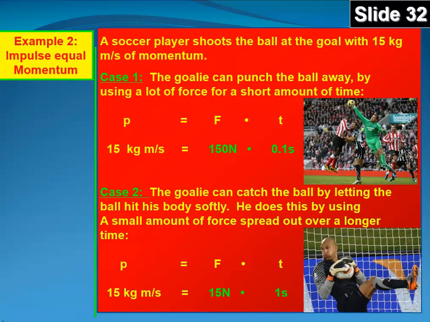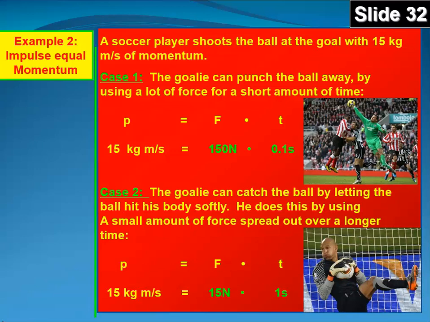Okay, so here's how you relate impulse and momentum. Let's say a soccer player shoots a soccer ball at the goal with 15 kilogram meters per second of momentum. So the ball has 15 kilogram meters per second of momentum moving toward the goal. There's two ways the goalie can stop the ball. In case number one, the goalie can punch the ball away. Sometimes goalies do that just to get the ball out of the goal area.